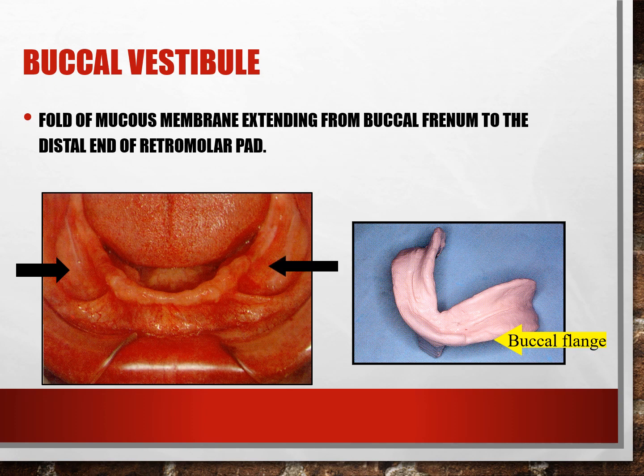So now coming to buccal vestibule. The buccal vestibule is a fold of mucous membrane that extends from the buccal frenum to the distal end of the retromolar pad. So this is the buccal vestibule, and the corresponding area in your impression is known as the buccal flange.